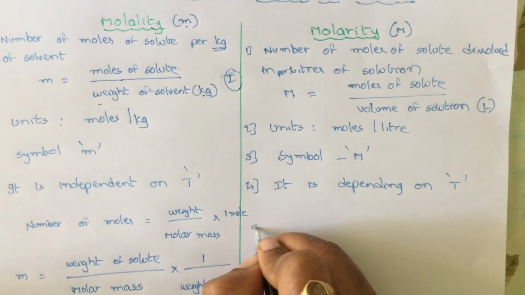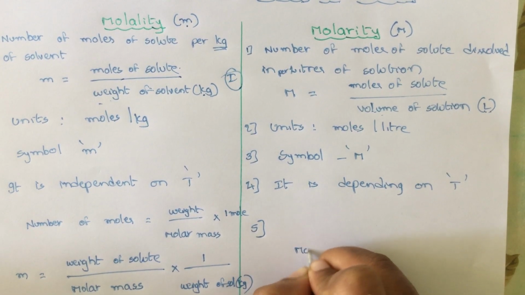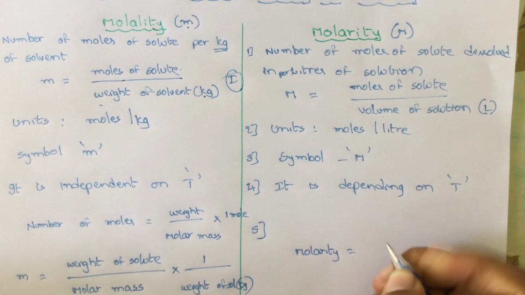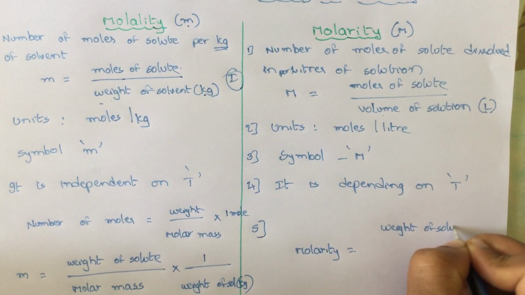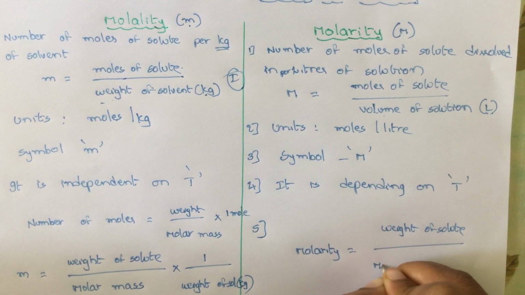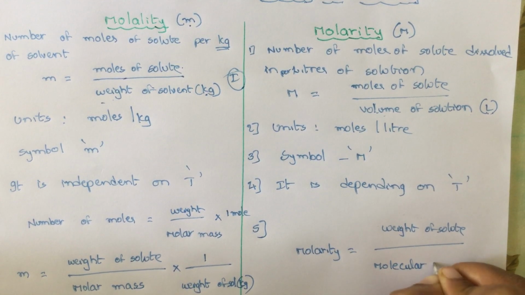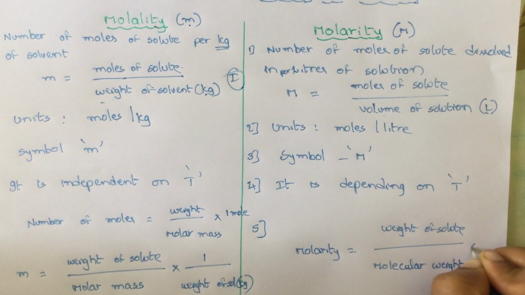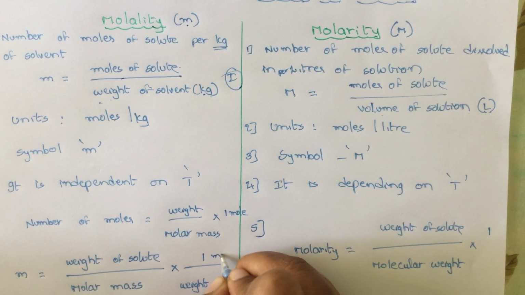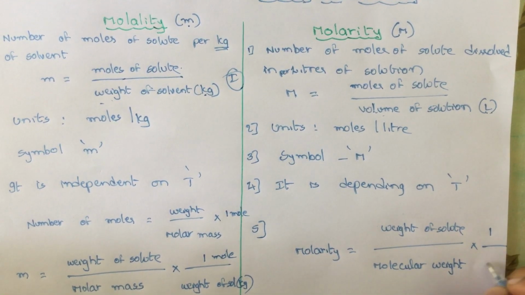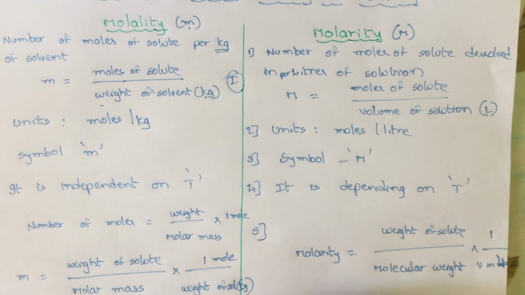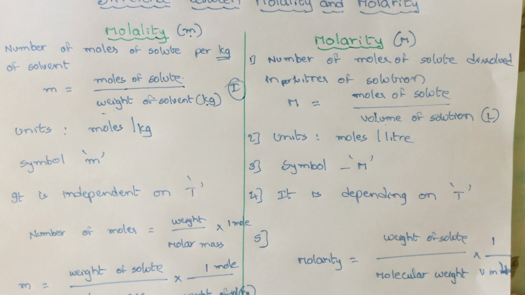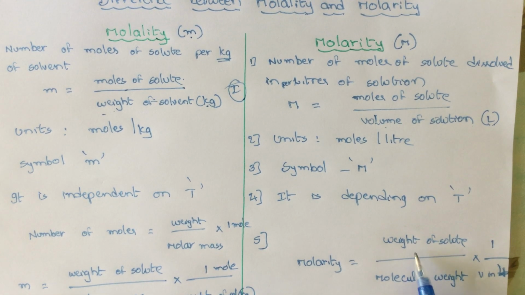Similarly, in this case also, I am going to write another formula. Molarity is equal to weight of the solute to that of molecular weight we have to take in case of molarity. Molecular weight should be multiplied with 1 mole. Divided by V, volume in liters. Okay, even you can use this formula to calculate molarity of any substances if they give directly weight.